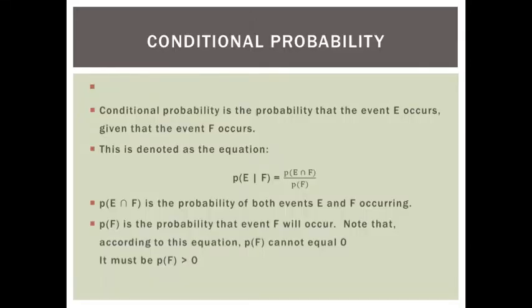Conditional probability is the probability that the event E occurs given that the event F occurs. This is denoted as the following equation. The intersection of E and F is the probability of both events E and F occurring. P of F is the probability that event F will occur. Note that according to this equation, P of F cannot equal 0. It must be that P of F is greater than 0.